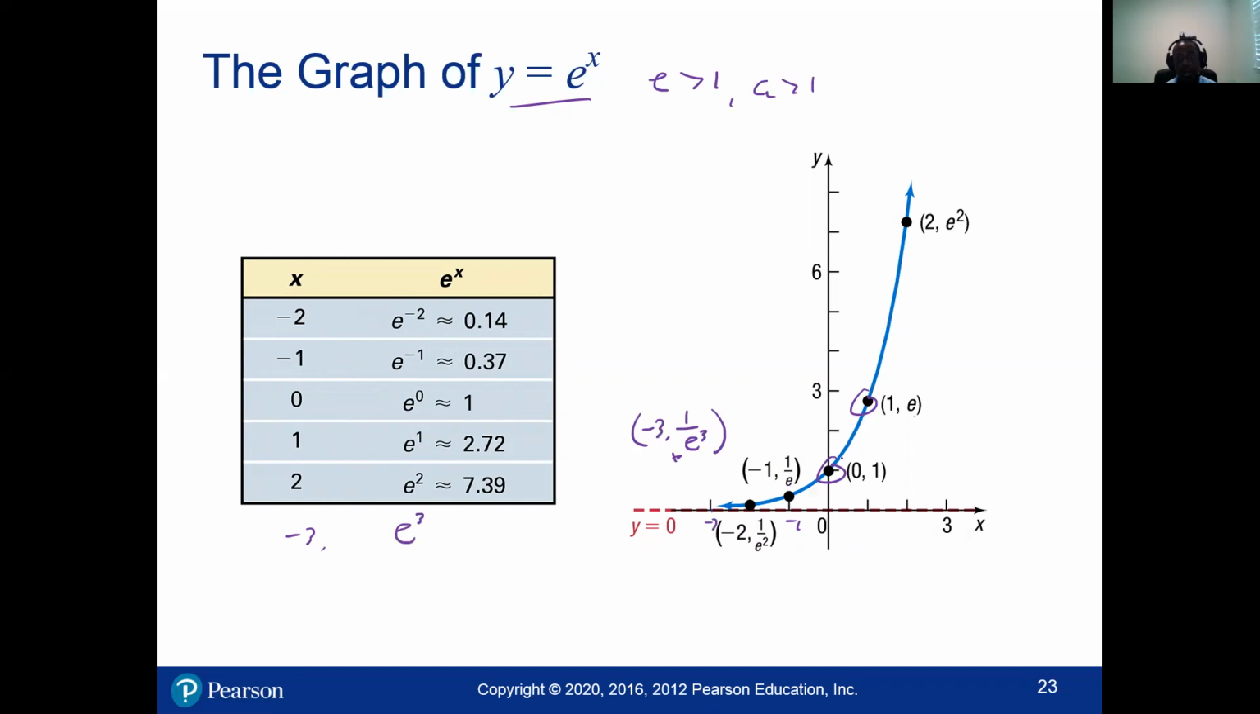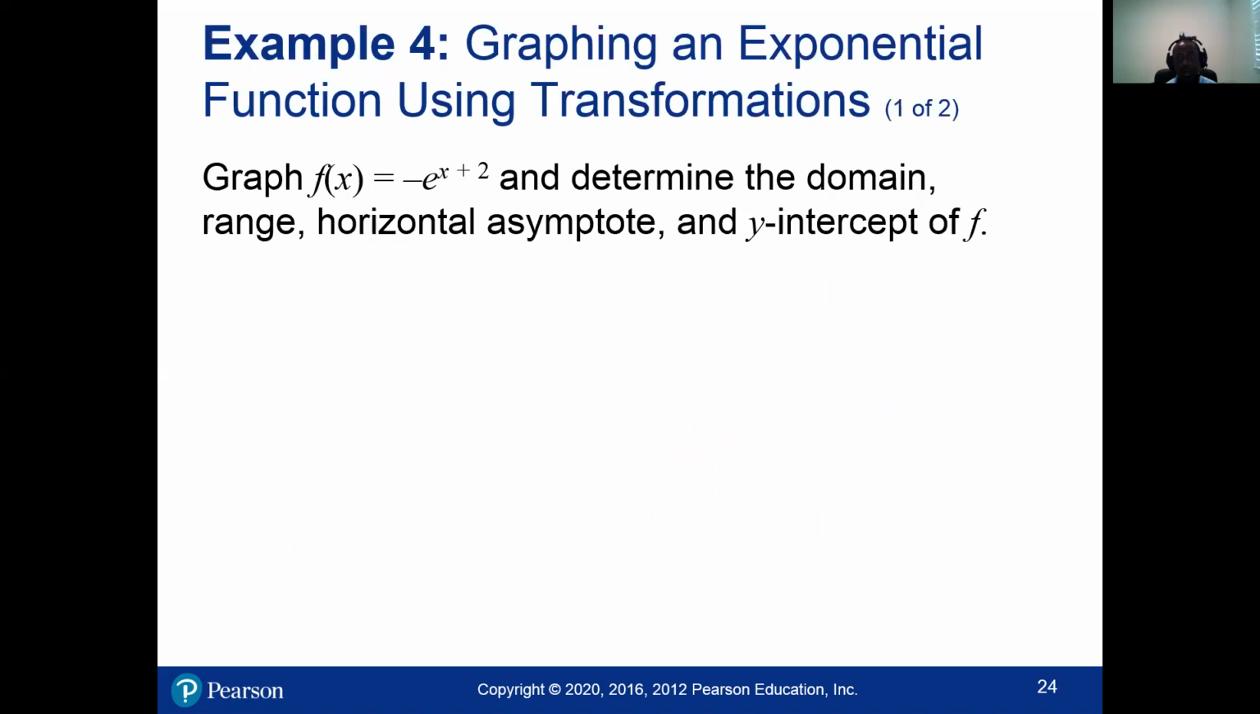All right, now let's use a transformation to graph this function: f of x is equal to negative e raised to x plus 2. And determine the domain, the range, the horizontal asymptote, and the y-intercept. As you can see, your base function is y equals e to the x. Then the negative is a reflection, and replacing x with x plus 2 shifts it to the left 2 units.